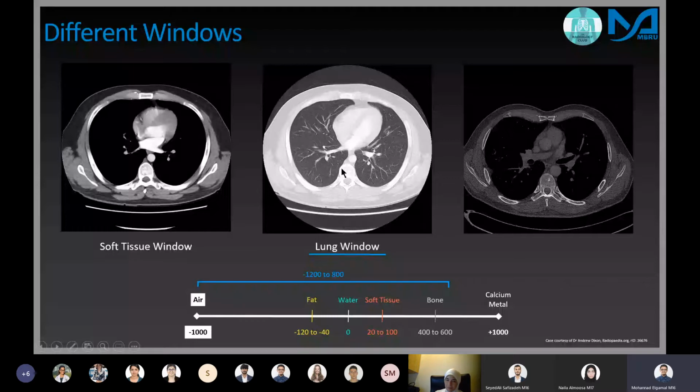For example, this was the most commonly used window when radiologists and other doctors were diagnosing patients with COVID. They would use a lung window to be able to detect the exact lesion caused by the virus.